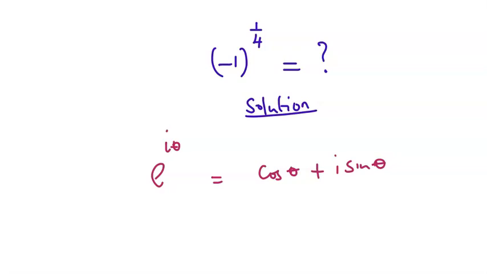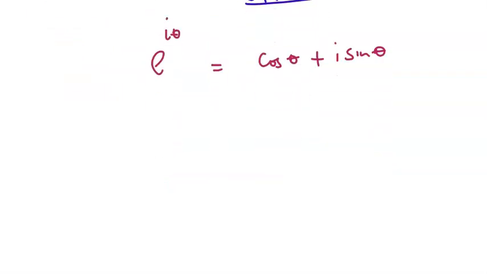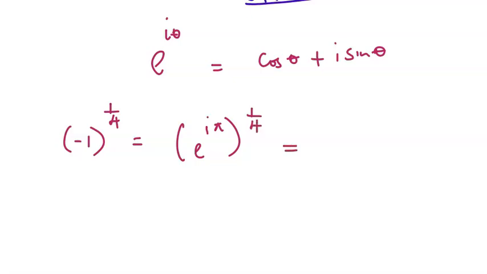Let us recall again from Leonhard Euler that e raised to the power of i pi is just equal to negative 1. I think this is the most beautiful equation in mathematics and science. So we're going to use this to write the base here. With that, we have negative 1 to the power of 1 over 4 equal to e raised to the power of i pi, then raised to the power of 1 over 4. And from here we multiply these powers together, we get e to the power of i pi divided by 4.